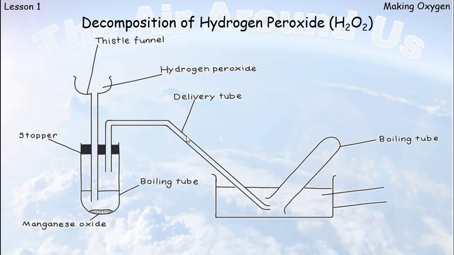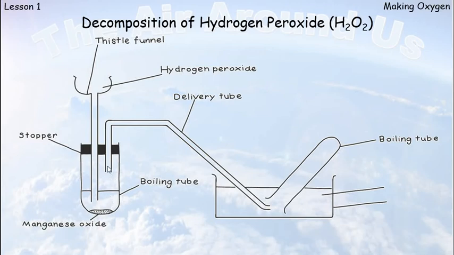Here is the equipment we're going to use. So in your book you can label up each piece of equipment. We're going to have manganese oxide as our catalyst, much like the Mentos in the Coca-Cola. We're going to pour in hydrogen peroxide. That'll come down through the tube. It'll react with the manganese oxide and it will break down into water and oxygen.